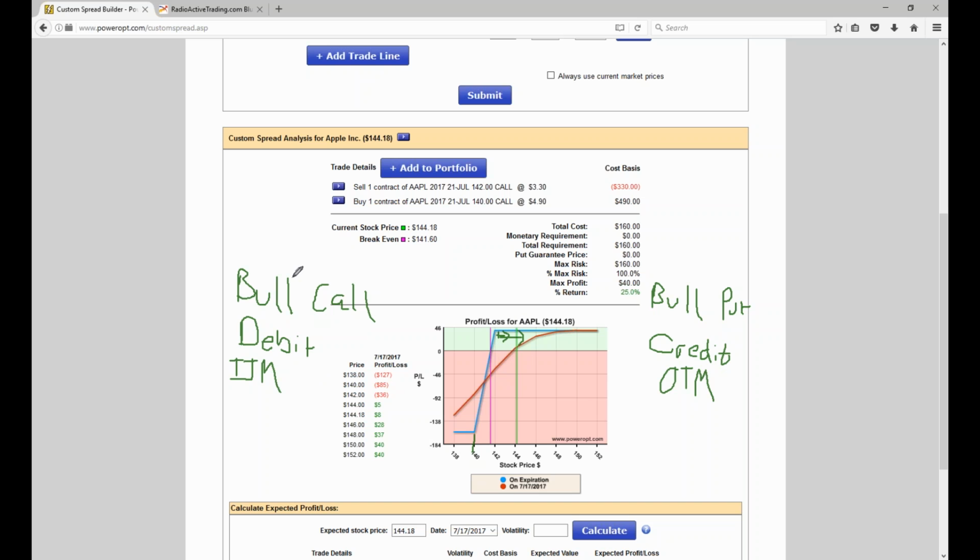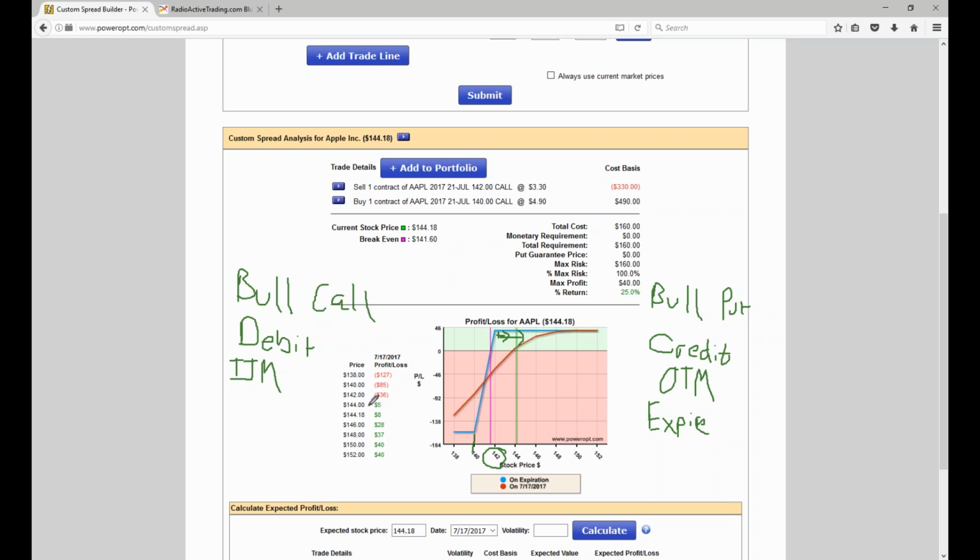Commission-wise, is there a difference? Yes, there is. Remember, to get the maximum profit, the stock stays above 142, these options expire worthless, and you don't have any other commission fee in the bull put. There's no other extra commission fee if the options expire worthless. You may have a small fee for expiring options. They might charge you 4 cents or 3 cents. Some brokers do that, I think a lot of them do, actually. But you don't have to pay anything else.